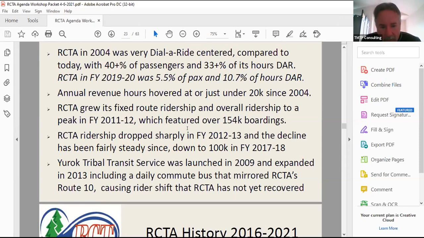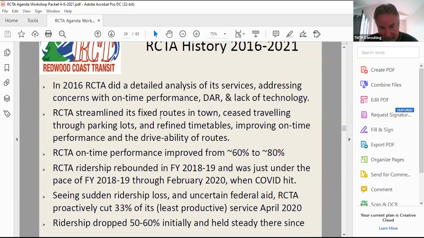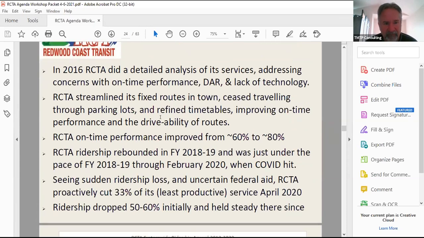Recent history, which we know more about: Dan and I have been around since, what, April 2016. In 2016, one of the first things we did when we took on the project is we did a detailed analysis of how our service operated. On-time performance was very bad, and there was no technology, so we came up with some plans to improve things. We streamlined our fixed routes in and around Crescent City and the regional ones as well, but the improvements were most noteworthy in town, where we've seen an increase from about 60% on-time performance to about 80 today.